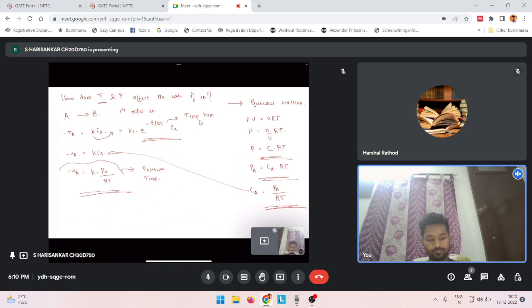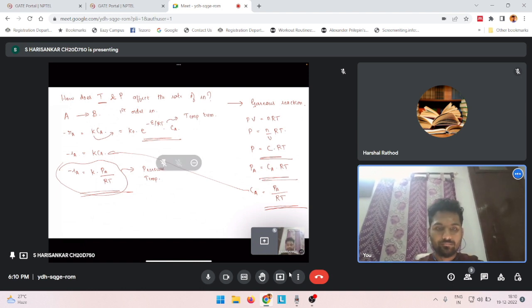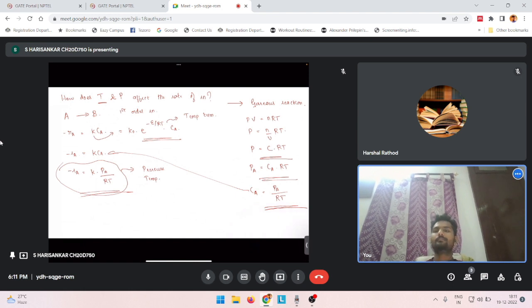Right? So that means what? If you vary the pressure or if you vary the temperature or if you vary both, this reaction rate will change with respect to whatever the variation that is occurring for pressure and temperature. So this is how you can represent mathematically how reaction rate varies with temperature and pressure. Understood?